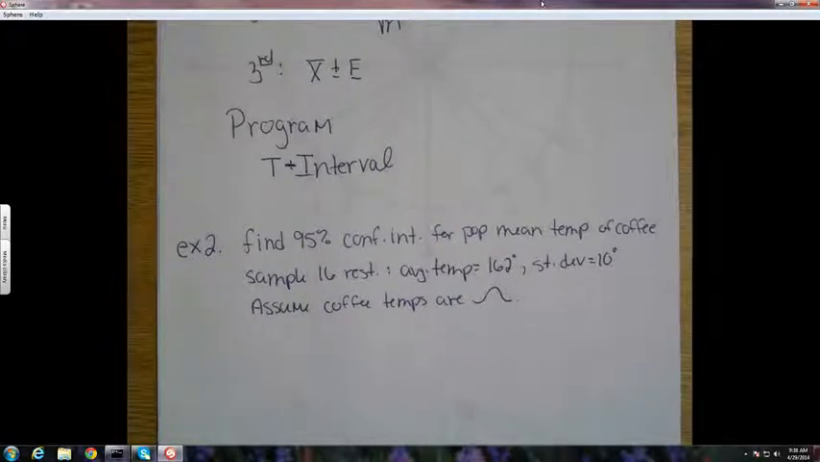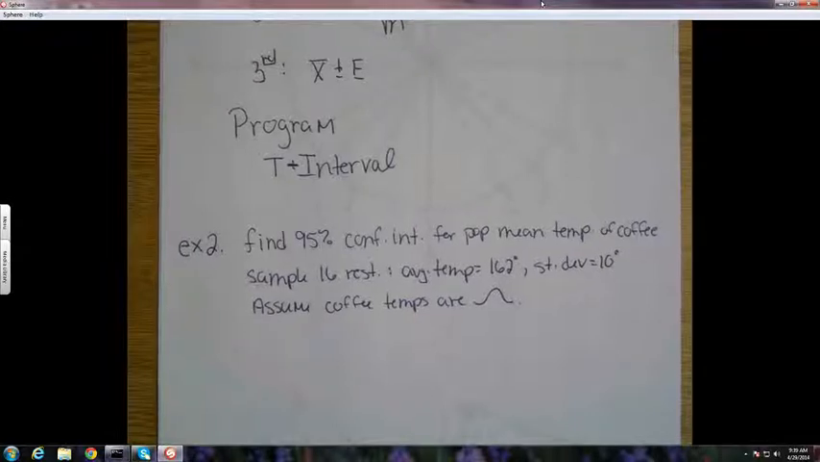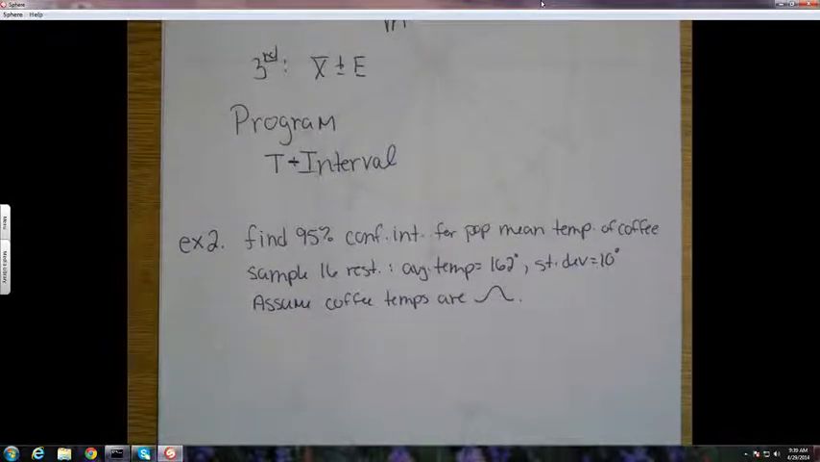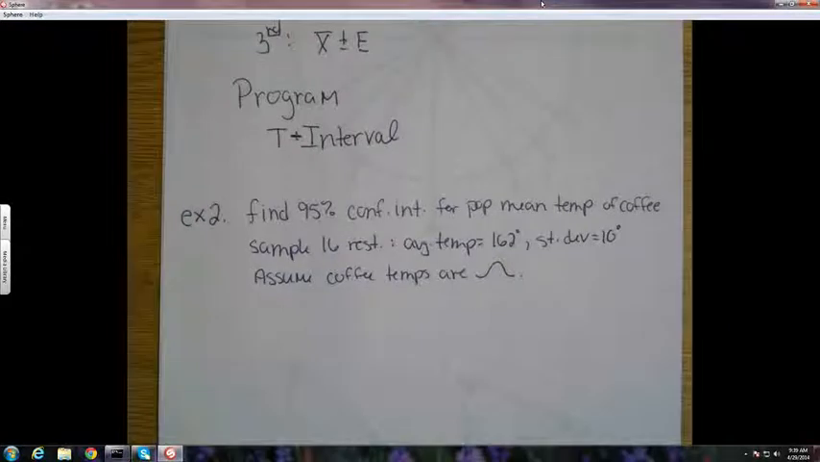All right, tomorrow. Celsius. Now, what is the program T interval? I'll get to that. Okay.